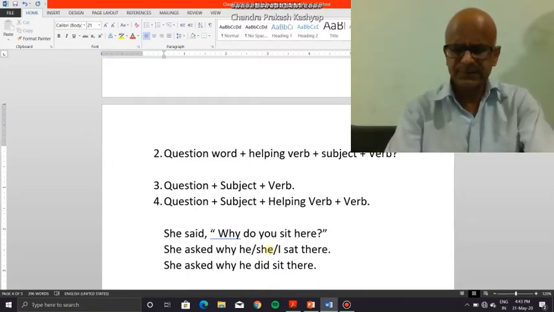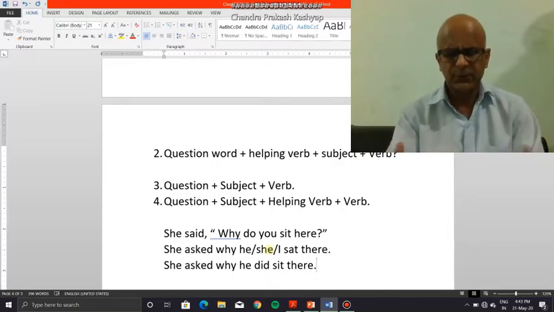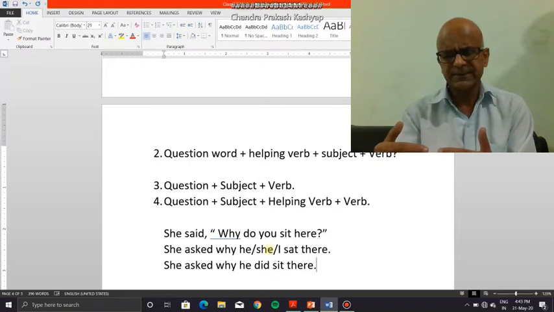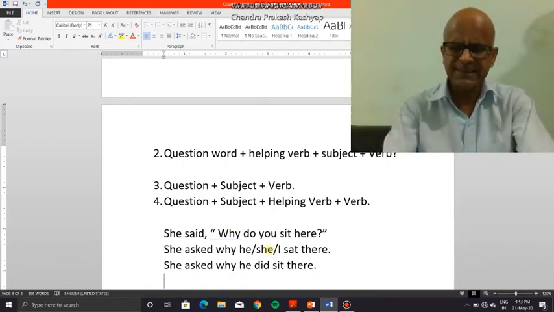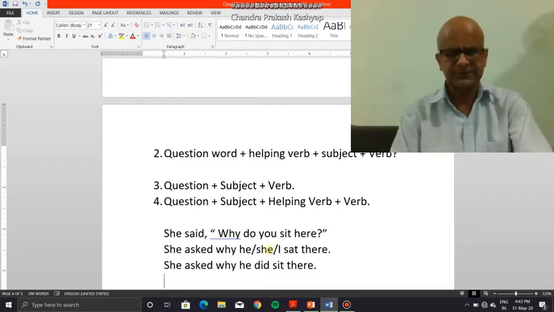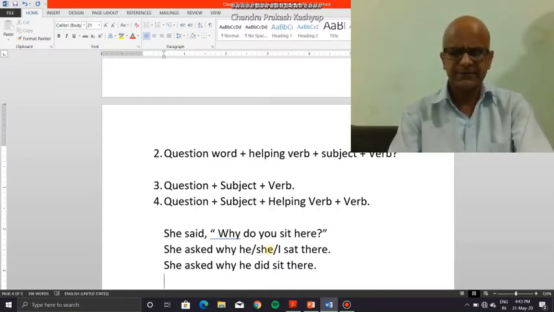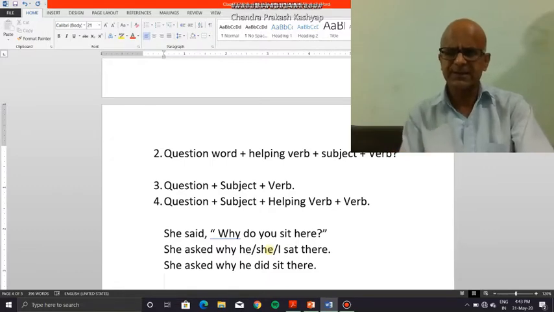So this is what I meant when I told you that if do, does, did is affirmative, it will amalgamate or couple with the verb. If it is negative, it will remain separate. She said, for example, "Why don't you sit there?" So then it will become she asked why he didn't sit there.